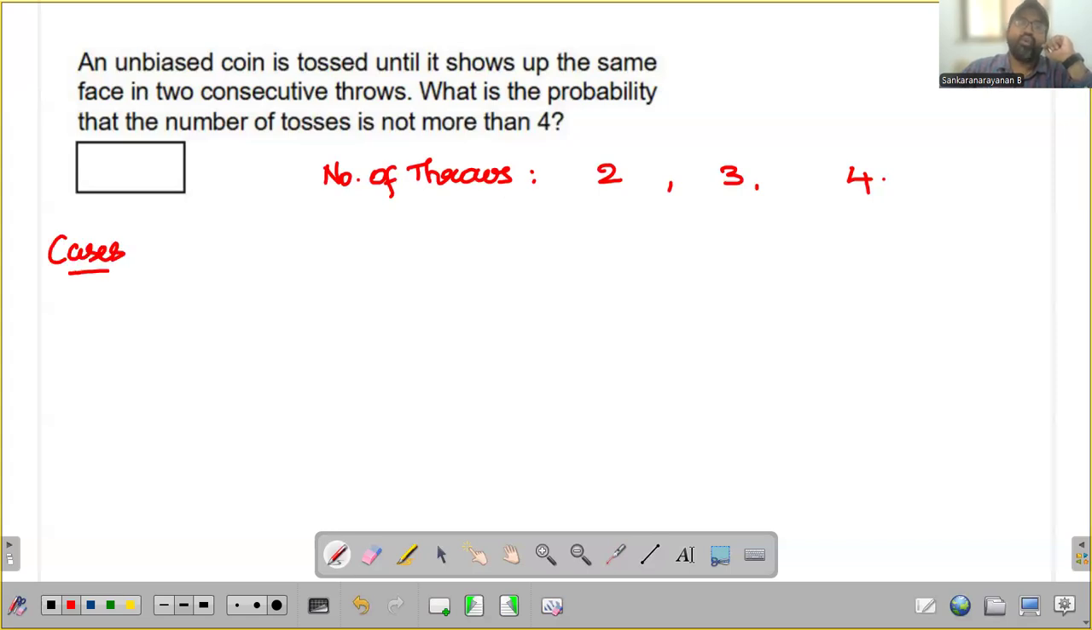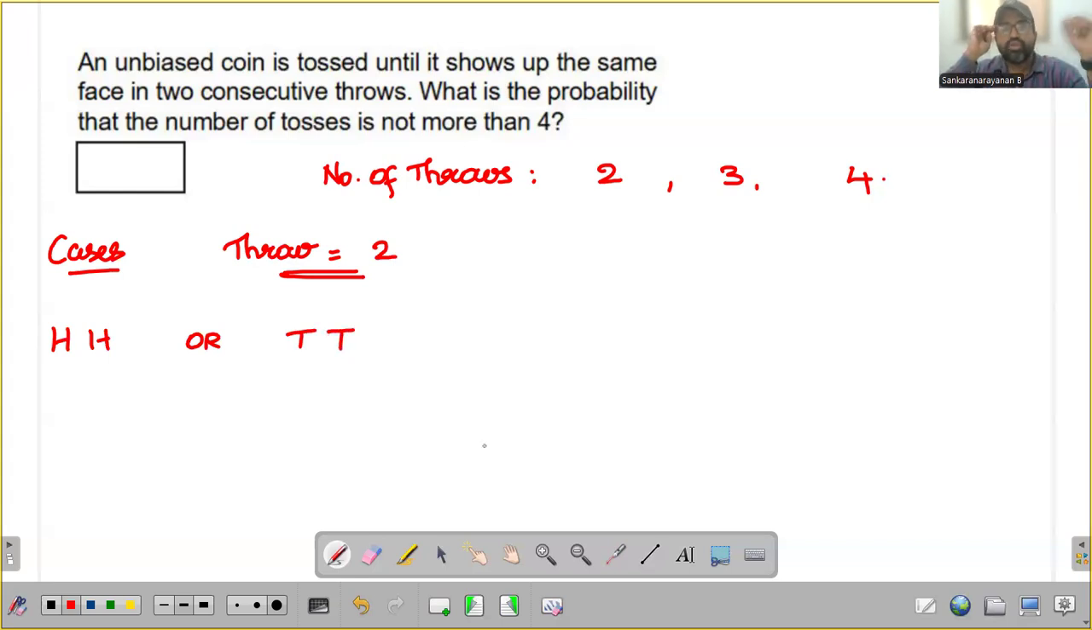Now let me present in front of you the cases. The number of throws is equal to 2. Then you may be getting head and head, or you may be getting tail and tail. So when you are tossing it twice, the success happens if you end up seeing head head or tail tail. Okay, so that is one.